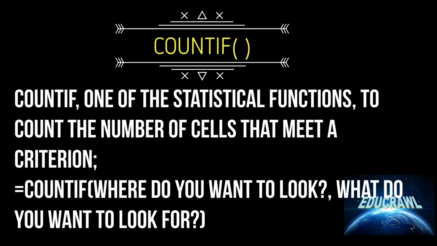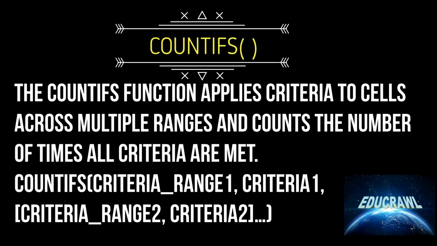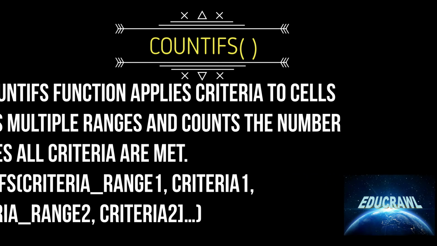The syntax is equal to Countif, where do you want to look? Comma, what do you want to look for? The next important function is Countifs. The Countifs function applies criteria to cells across multiple ranges and counts the number of times all criteria are met. The syntax is Countifs, criteria range 1, criteria 1, criteria range 2, criteria 2 and so on.